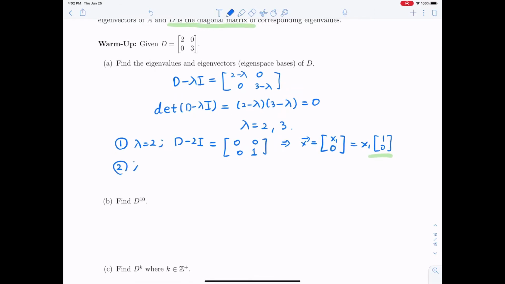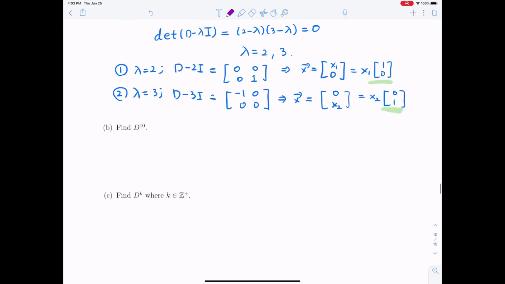Similarly, when lambda is 3, D minus 3I equals negative 1, 0, 0, and 0. So this gives you the solution set for the homogeneous equation, x1 equals 0 and x2 as a free variable. So this gives you x2 times 0, 1. So we get the eigenvector corresponding to lambda equals 3.